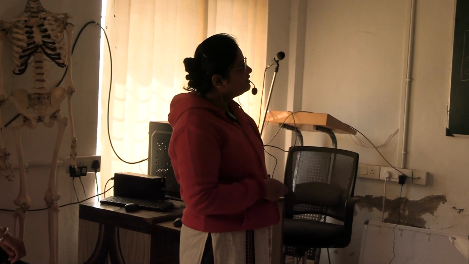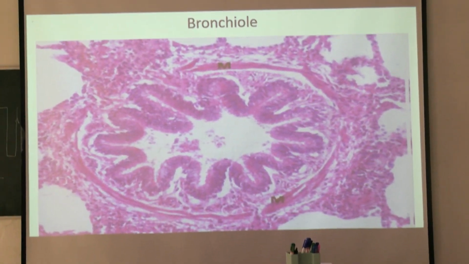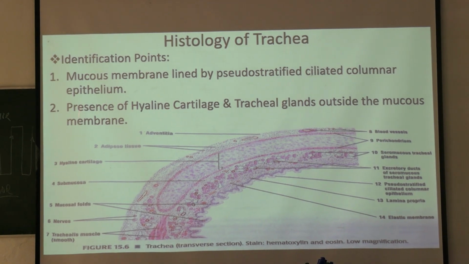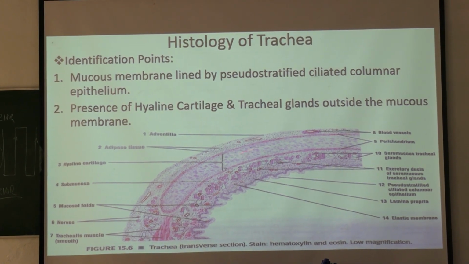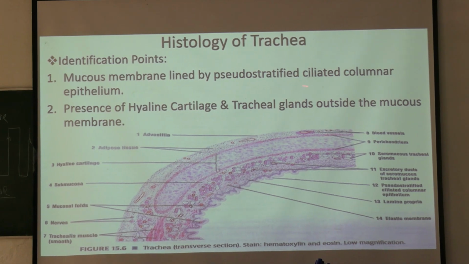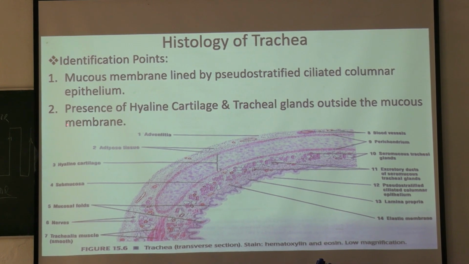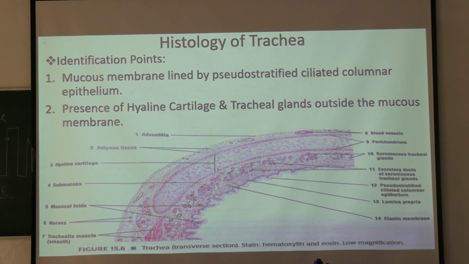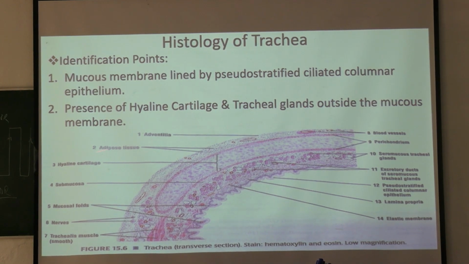Lining epithelium, lamina propria, muscle layer, connective tissue. So for histology of the trachea, you write down these 2 points and draw a schematic diagram like this. Identification points are: mucous membrane lined by pseudostratified ciliated columnar epithelium. There is presence of hyaline cartilage and tracheal glands outside the mucous membrane.